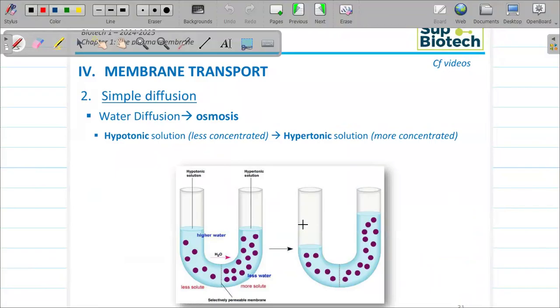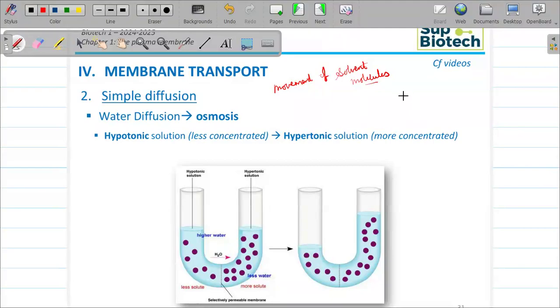So what is osmosis? I'm going to introduce osmosis now with the help of simple diffusion. So the concept I'm taking is osmosis. Osmosis is movement of solvent molecules. It will not talk about solute molecules. It talks about movement of solvent molecules.